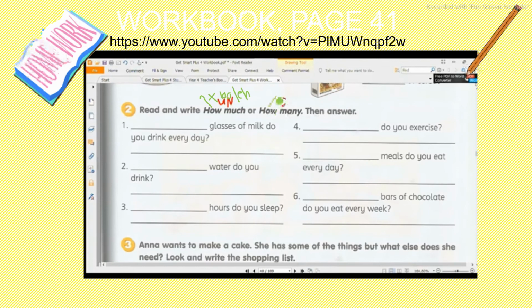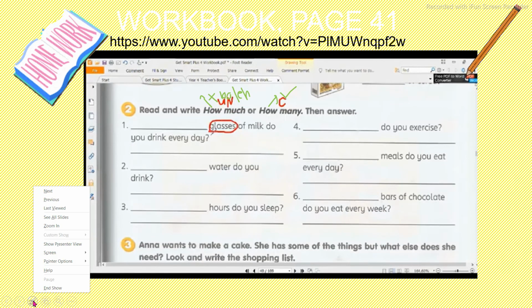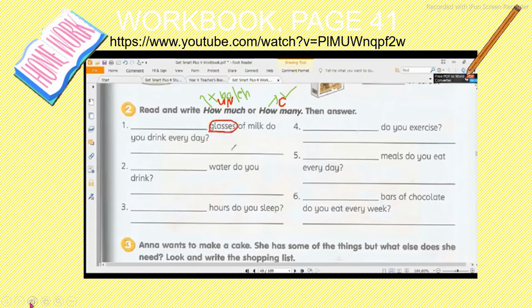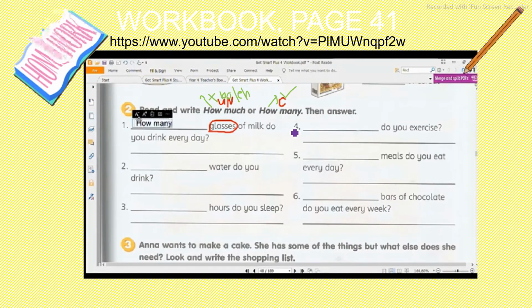Let's look at number 1. Okay? Look at glasses. Can you count glasses? Yes. Glasses we can count. So, if you can count, we use how many. Alright? So, the answer for number 1 is how many glasses of milk do you drink every day?